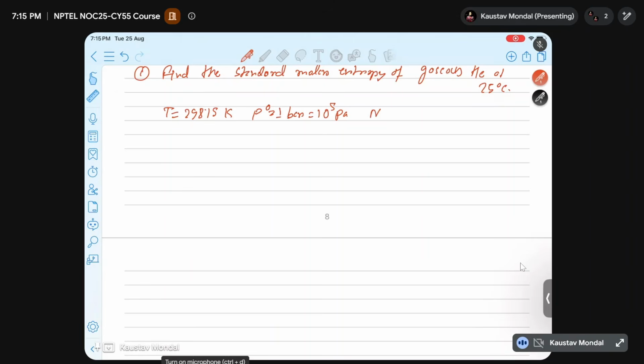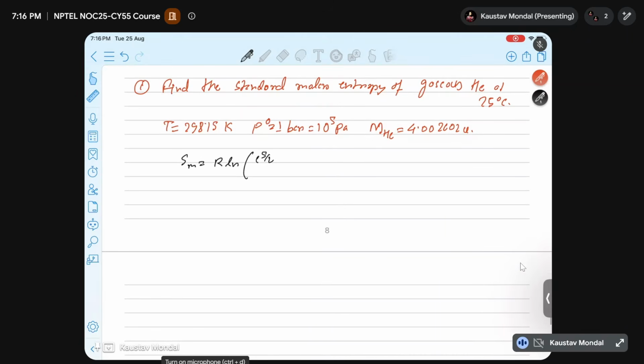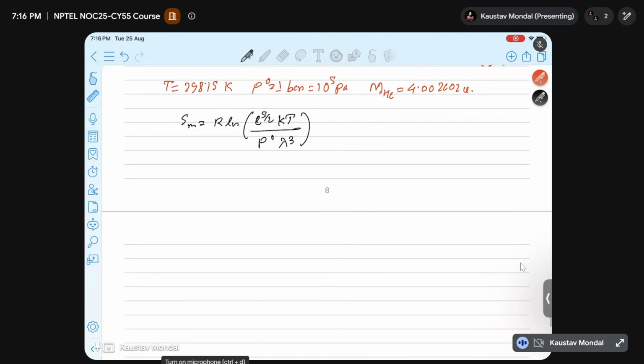and molar mass, helium is 4.002602, atomic mass, that is U. Okay, so the expression we know, the molar entropy S_m is basically R into ln of e to the power 5 by 2. So here the pressure is given, so we'll use the formula that involves pressure in it, kT by P0 into lambda cubed. So lambda we first need to calculate, right?